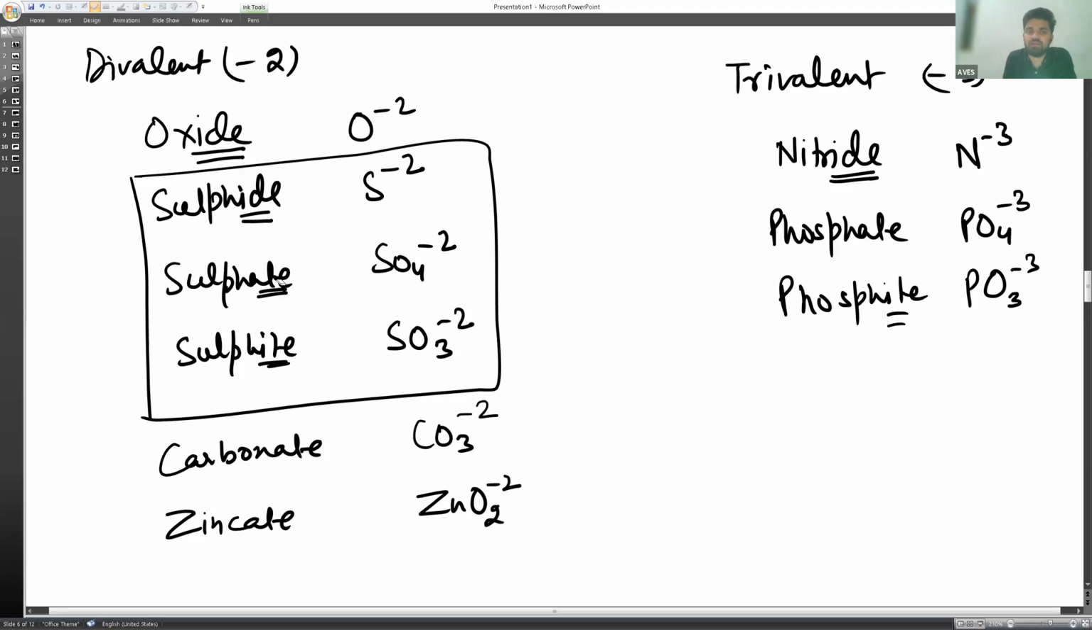Sulfate has -2 valency and its formula is SO4. But sulfite will be SO3 and the valency is -2. All are going to have -2 valency: sulfide, sulfate, and sulfite. But you need to keep the correct formula. Don't merge sulfate, sulfite, and sulfide. There's a difference between IDE, ATE, and ITE. It's a simple difference. So you have to write it down. Then we have carbonate, then we have zincate, ZnO2. These are all divalent. Note it down.